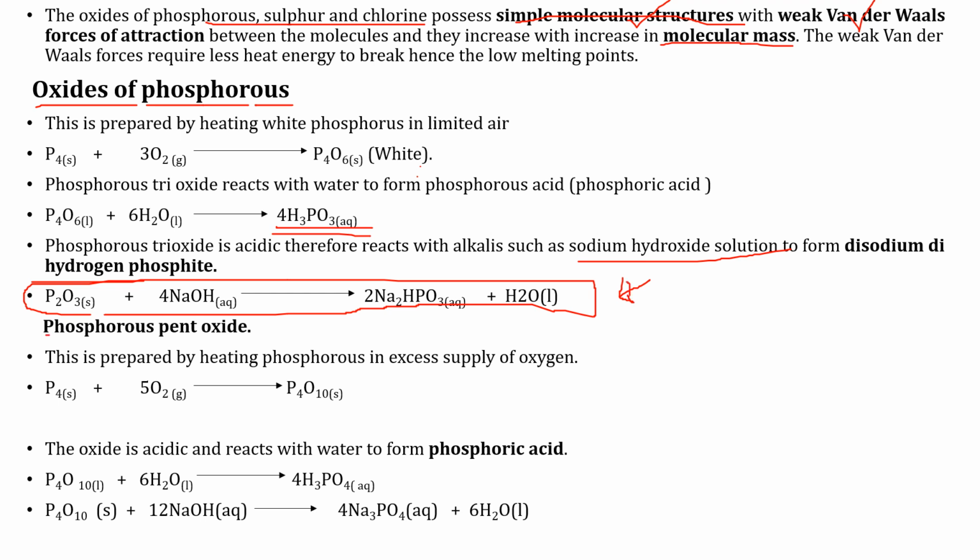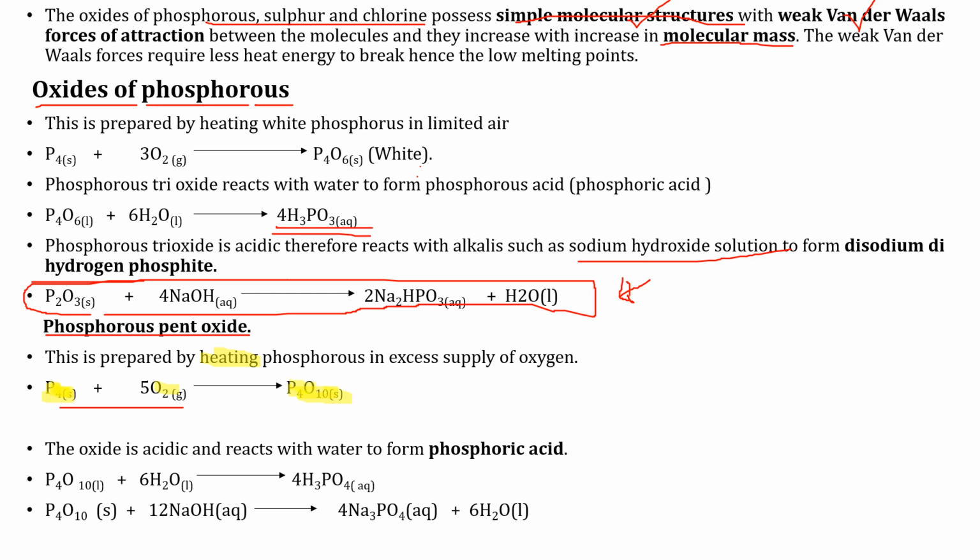So proceeding to phosphorus pentoxide, this is prepared by heating phosphorus in an excess supply of oxygen. So when you have an excess supply of oxygen and we heat phosphorus in it, I told you conditions are very important when you are writing your equations. This equation is not possible if there was no heating. So to prepare phosphorus pentoxide, we always heat phosphorus, which always exists as tetraatomic, as already explained earlier on. So phosphorus is heated with oxygen to form phosphorus pentoxide.